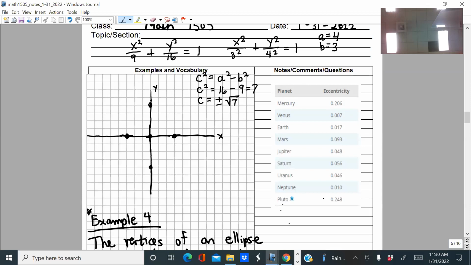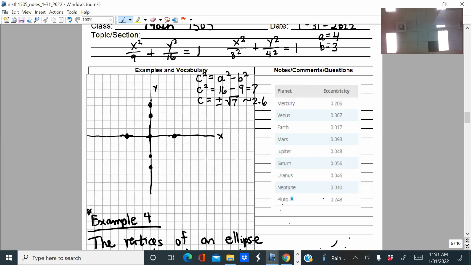And 7 has 2 square roots, so I'm going to write them both. Actually, c is supposed to be the positive one. So c is technically the square root of 7, but you do have 2 focal points, right? One of them is at positive square root of 7 here on the y-axis, and the other one's at minus square root of 7 on the y-axis. How much is square root of 7 about? We need a decimal, 2.7 or something like that. 2.64. Okay, 2.6. So up here at about 2.6 is one of the focal points, and then down here at minus 2.6 is the other focal point.